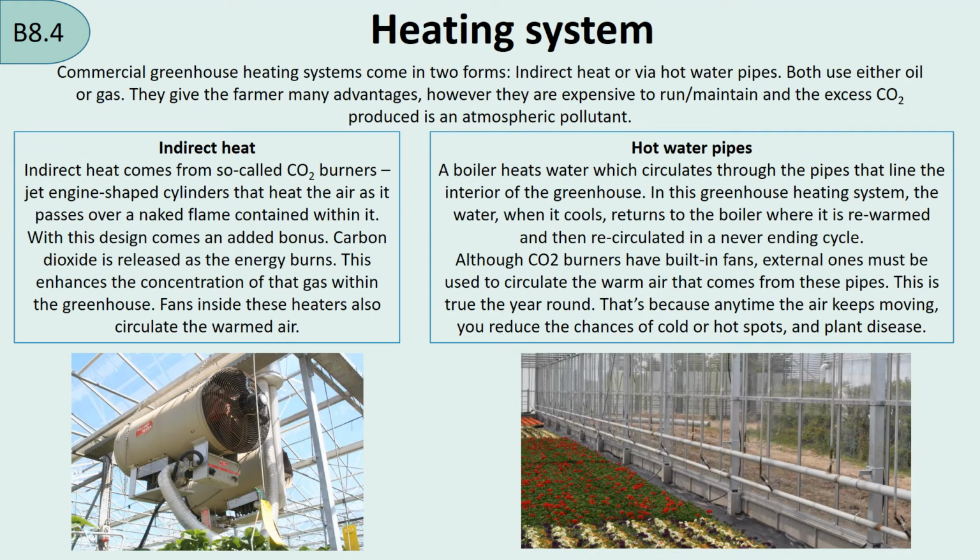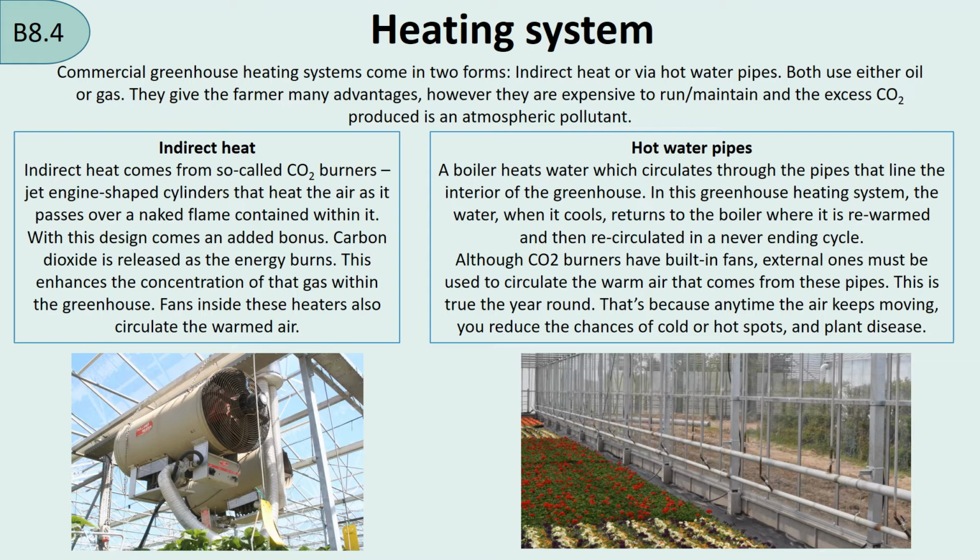Okay, so the next thing we're going to talk about is a heating system. And commercial greenhouses will often have heating systems in them. So remember, these can be running in winter as well, not just in the summer. And they can have indirect heat, or they can have hot water pipes. So it's similar to central heating at home. Both use either oil or gas, so burning oil or gas to provide that heat. And it gives lots of advantages, but can be very expensive to run again.